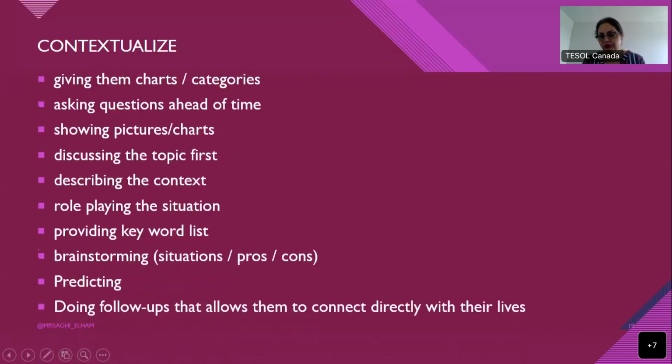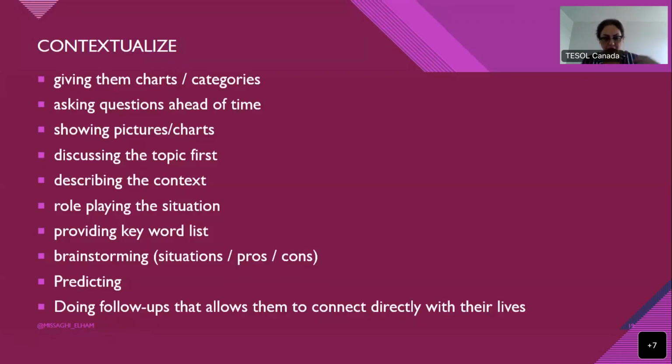It could happen in different ways. Give them a chart so they see this is the chart that they're listening about or reading about, or ask them some questions or show them pictures, or put the topic on the board and start talking about it. Describe the context and say, okay, you are going to listen to or read about something. You give them a general idea about that title or context. Role play the situation. They can even watch a short video about the topic.